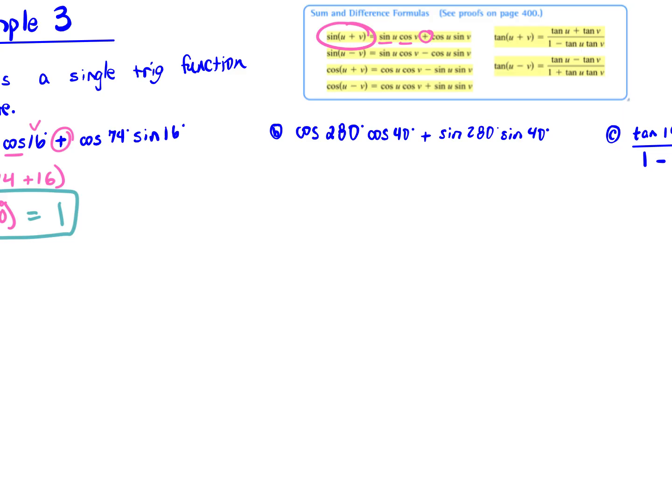Let's do B. So which of our formulas goes cosine, cosine, plus? Awesome. The last one, cosine of u minus v. It goes cosine, cosine, plus. So cosine of u minus v is what we're going to use. So cosine of 280 minus 40 would be cosine of 240. So this is part of our answer, writing it as a single trig function.